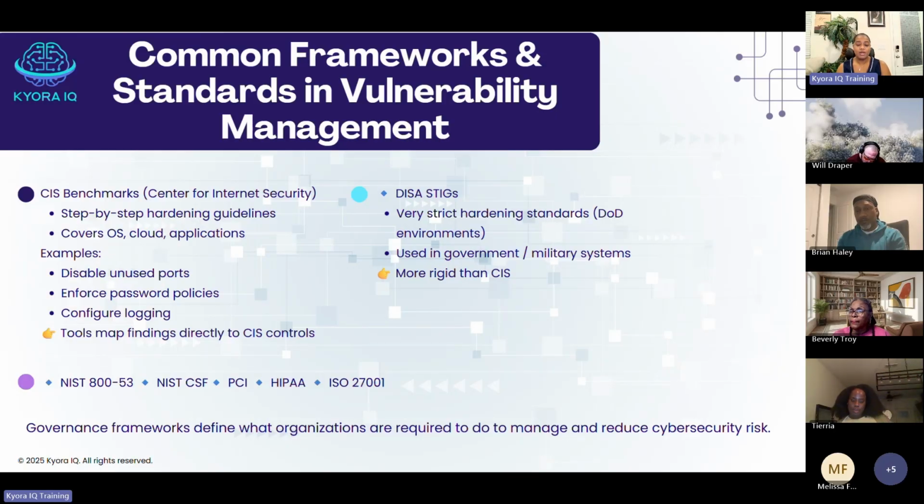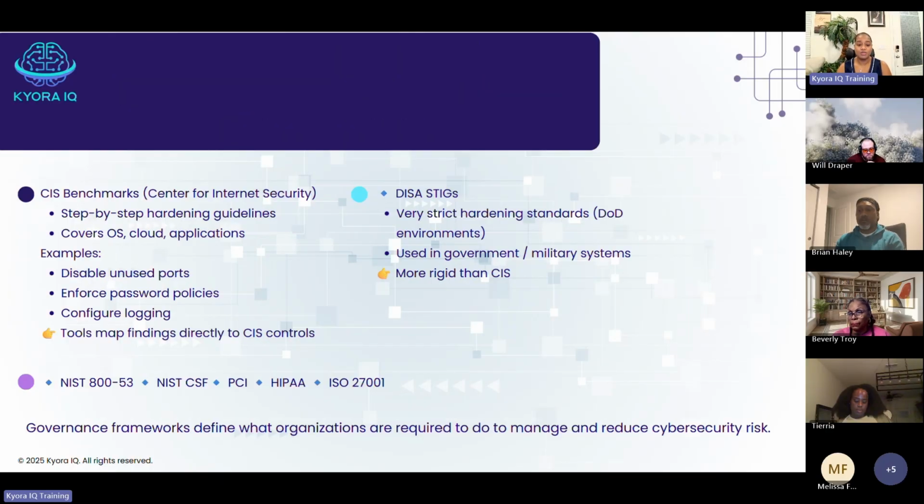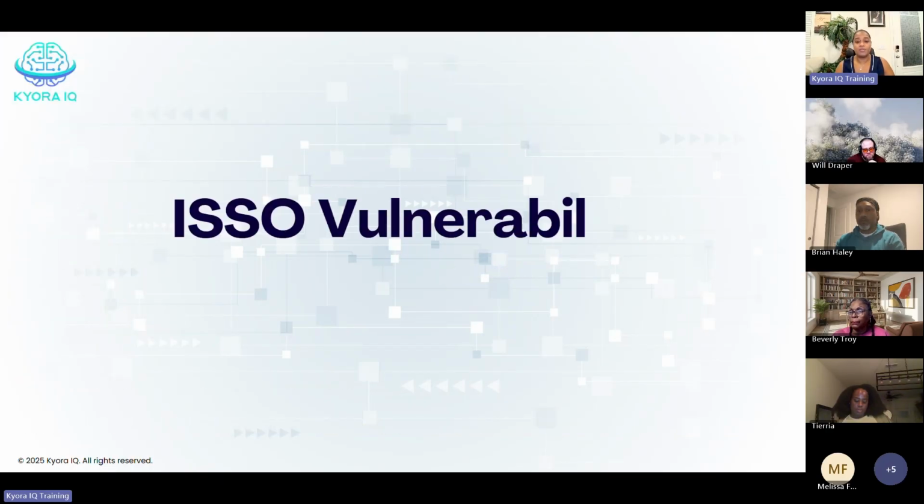And then your standards and frameworks, these are the ones that are required for your organization to adhere to based on what your organization has implemented, right? We've already covered these: NIST 853, NIST CSF, PCI, HIPAA, and 27001. Those are guidelines for your organization to be held to.